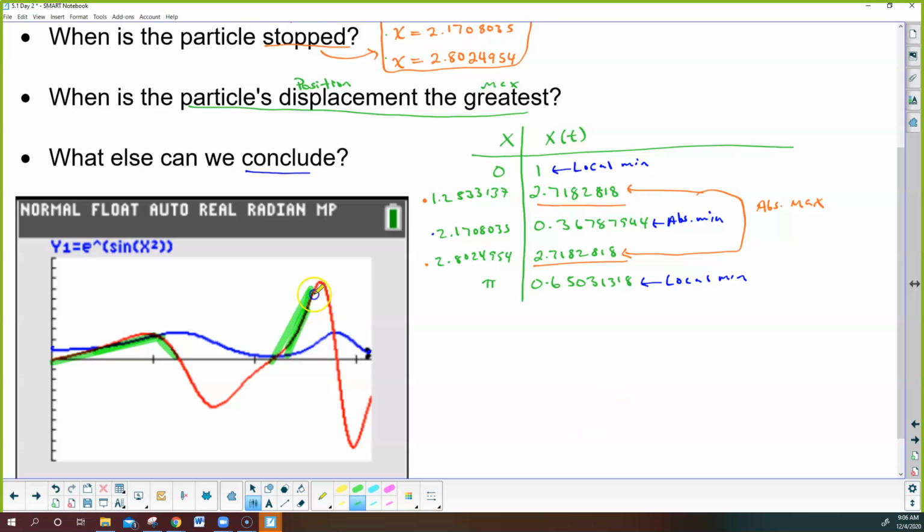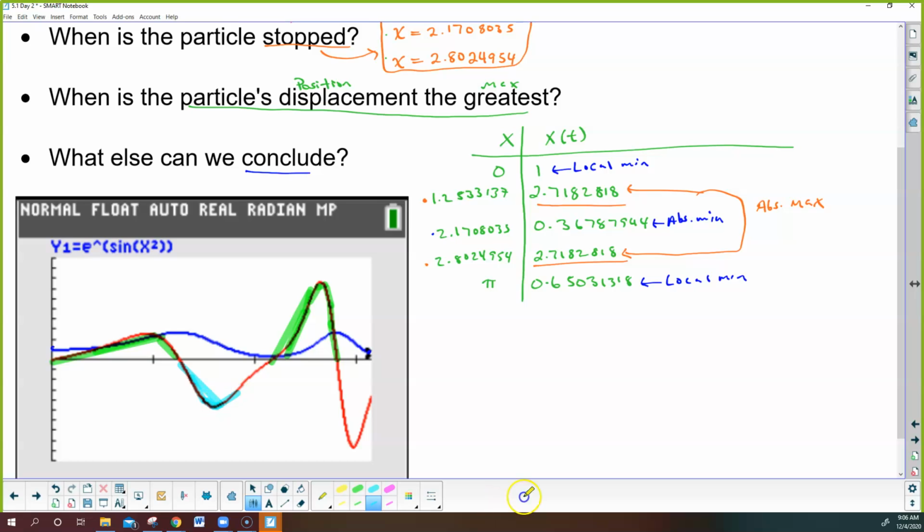So notice, if I wanted to, I could say from 0 to the maximum, it's increasing. And then from the minimum to the other maximum, it's increasing. So then where would the function be decreasing? It's decreasing when its derivative is negative.